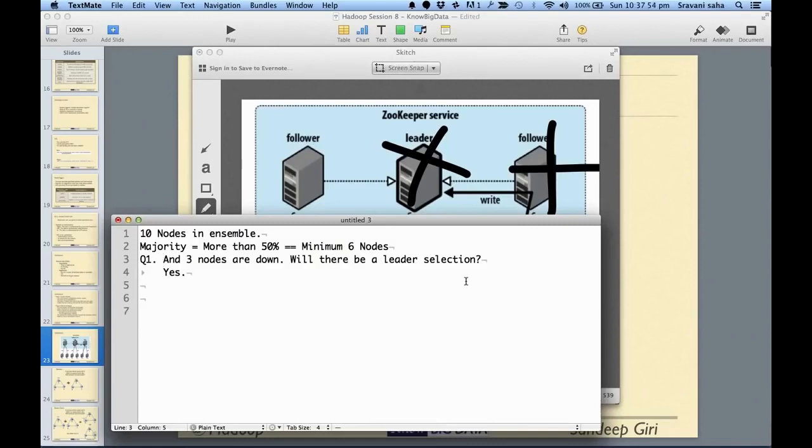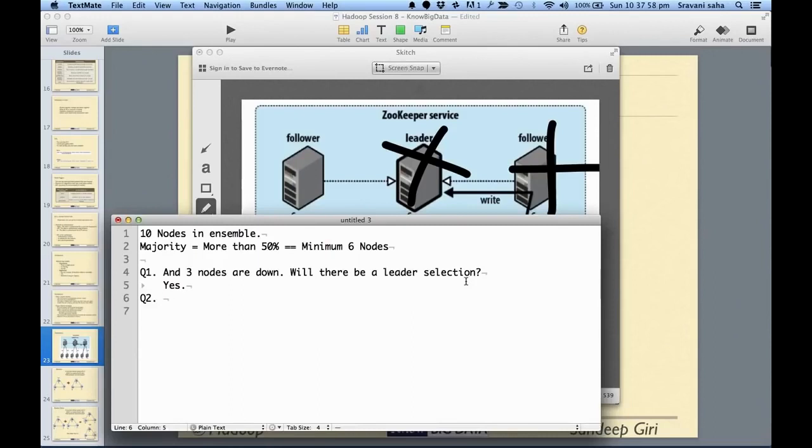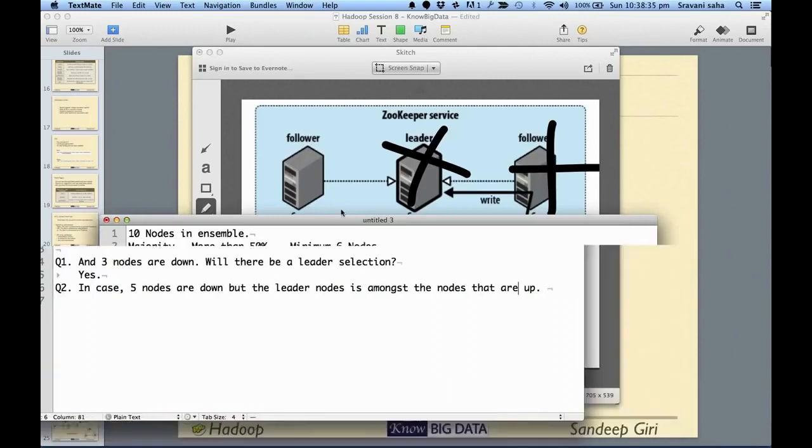Now, the next question to you is question number 2. In case 5 nodes are down, but the leader node is up, it is amongst the nodes that are up. What happens?